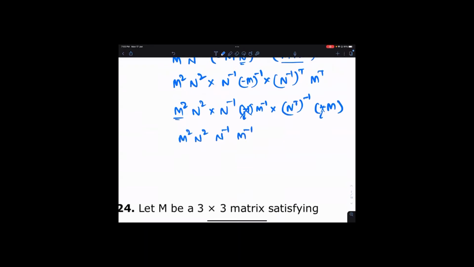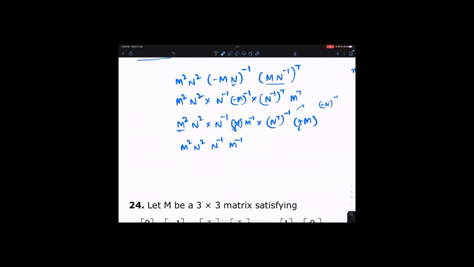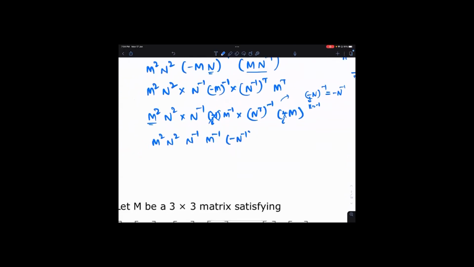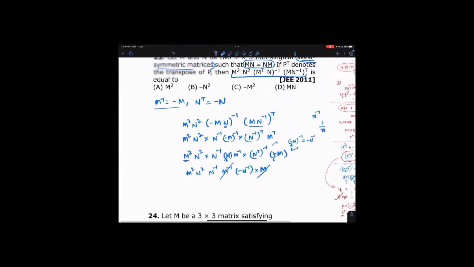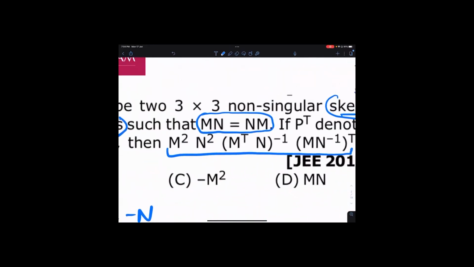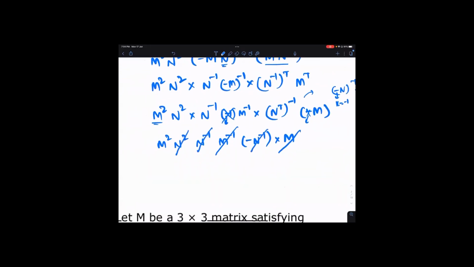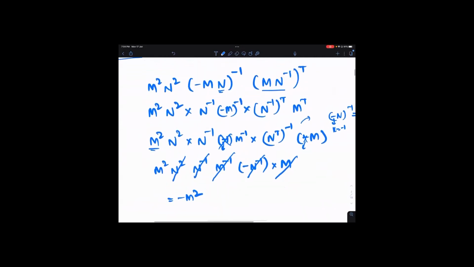What is N transpose whole? N transpose is minus N, correct? So minus N whole inverse will be simply minus of N inverse. Here K is minus 1, guys. So minus of N inverse I will write. That's it. And finally, what is remaining at the end? M. Just like polynomials, you cancel these two. We are only able to do it because MN equals NM here. And then N inverse, N square cancelled. One minus is remaining. Answer is minus of N square.